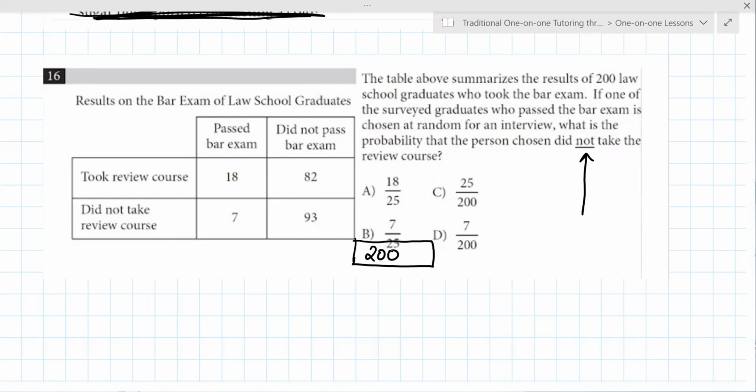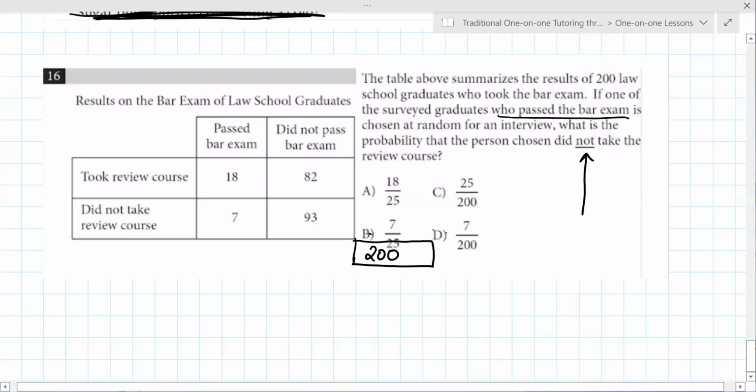That did pass the bar exam. So it'd be 7 out of what? Because it's either B or D. 7 out of 200. Okay, so let's look at it one more time. If they had to have passed the bar exam, how many people passed the bar exam? 25. Now, it's not a general rule to find all the totals, but in this one, it would have been good to recognize that. So it's 7 out of 25.